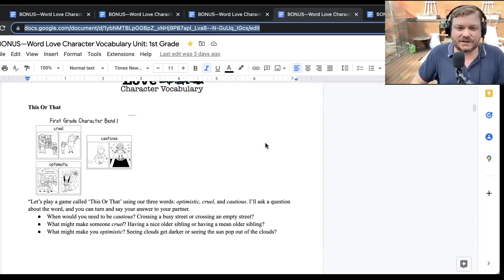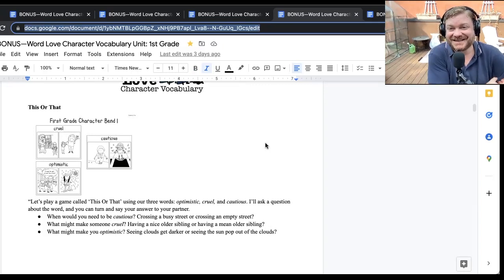When would you need to be cautious? Crossing a busy street or crossing an empty street, right? And the kids would say, oh, you probably need to be more cautious when you're crossing a busy street. But you might have some clever kids that might say you should always be cautious crossing the street. But then you could say, well, which would you be more cautious?